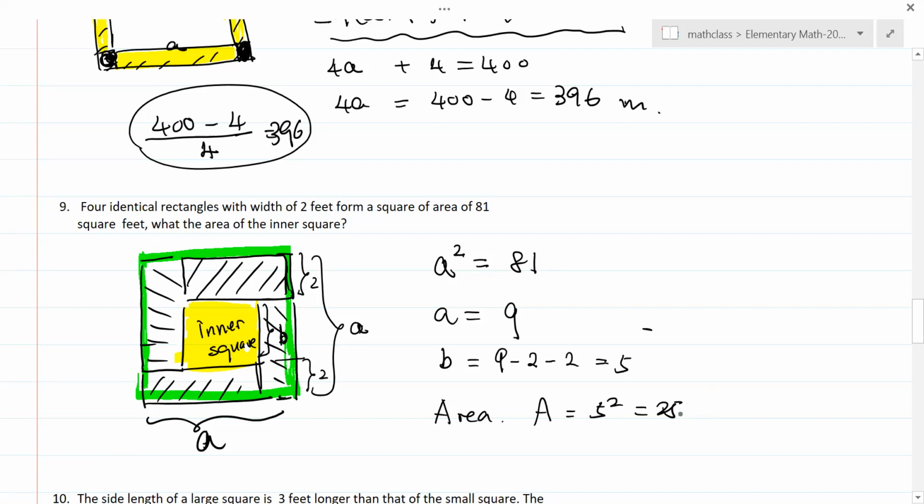Or it could be 9 minus 2. Just look at the picture. You have 2 sides here, and the total length on one side is 9. So if it's 9 minus 2, it could also equal 9 minus 4, but the B is 5. Yeah, the B is 5. It's square feet.